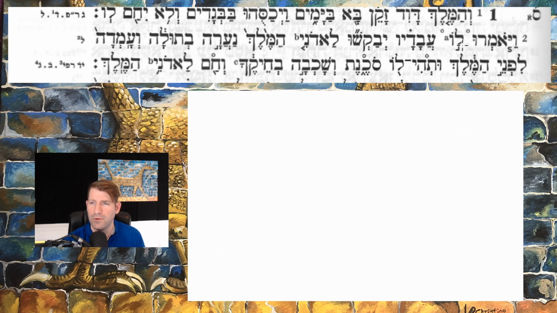So verse 2, Vayomeru lo avadav. I'll just read the whole thing. Yevakashu ladoni hamelech na'ara vetula. Va'amda lifnei hamelech. Utihilo sochenet. V'shachva v'chakecha. It's a nice one. Makes sense there. V'cham ladoni hamelech.